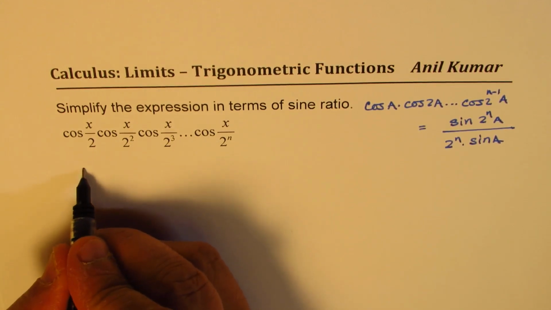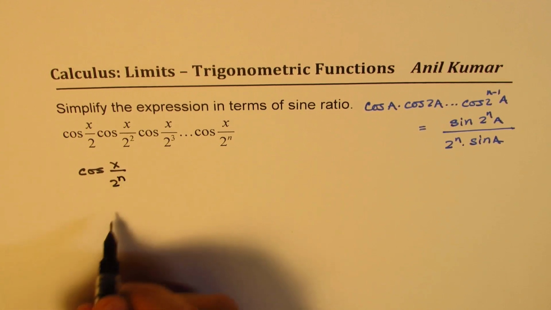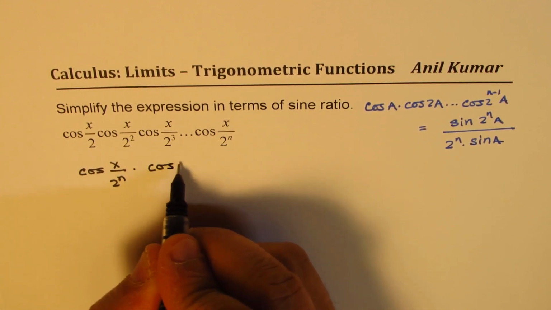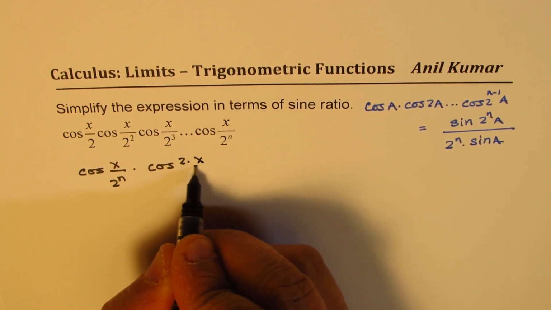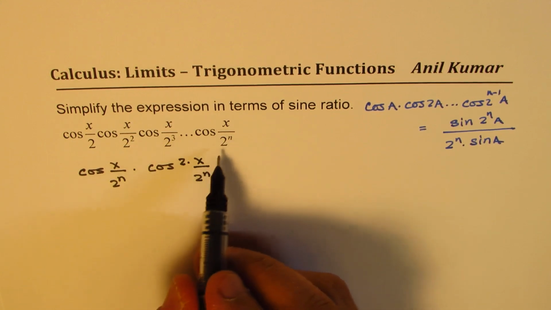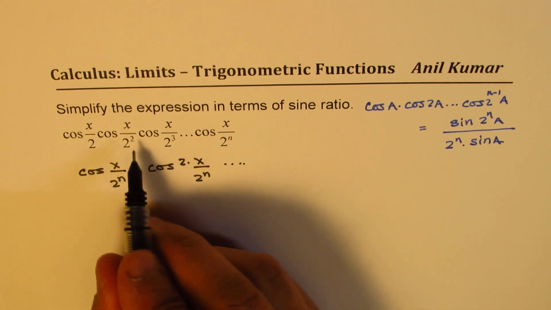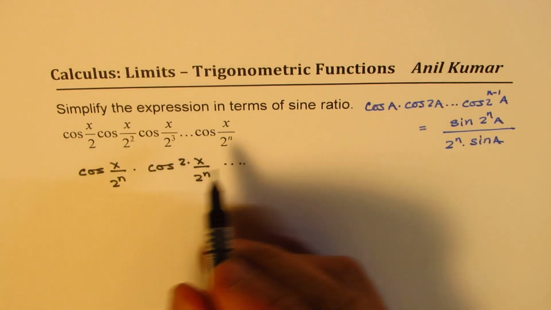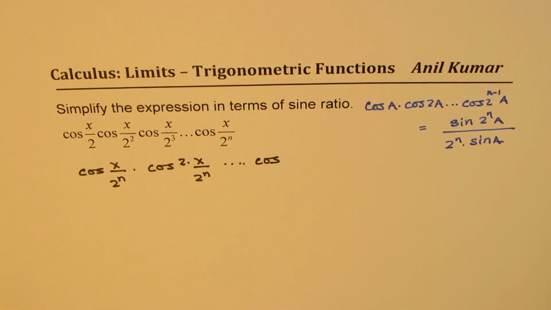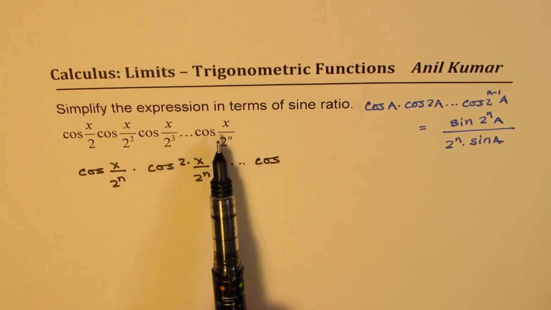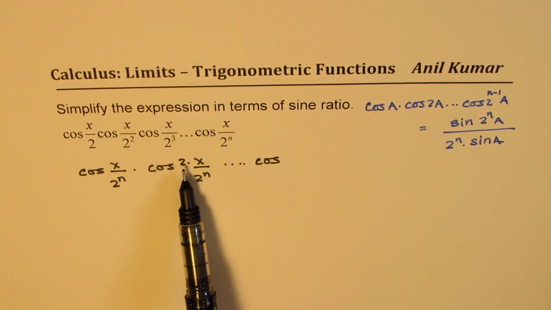So I could rewrite this as cos of x over 2 to the power of n times cos of, I could write this as 2 times x over 2 to the power of n, right? So that becomes a term before this. And I could continue this series till the end of it, which is cos of, so what I am doing here is, when I flip this to get to the next term, I multiplied by 2, right?